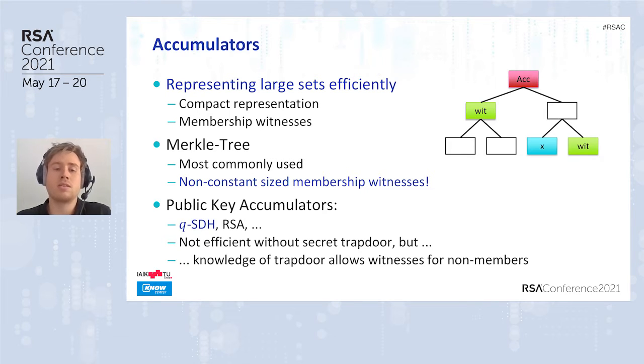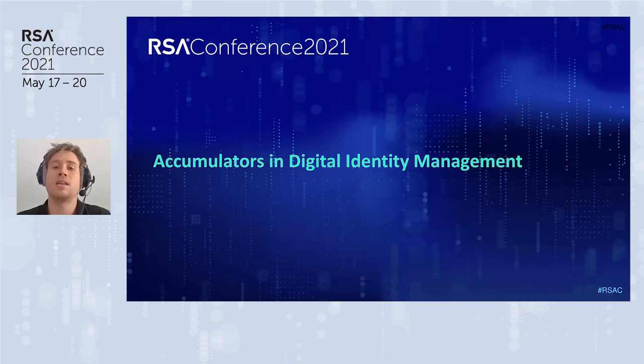Alternatively, one can use public key accumulators, which are based on well-known cryptographic hardness assumptions, and these accumulators have a constant witness size. However, in these accumulators, there's a secret trapdoor involved, and if you have knowledge of this trapdoor, you can create witnesses for non-members, and that is very bad. Alternatively, if you don't know the secret trapdoor, you can still use these accumulators, but then they are not really efficient. Now let's talk about accumulators in digital identity management systems such as Sovrin, which we have in the title.